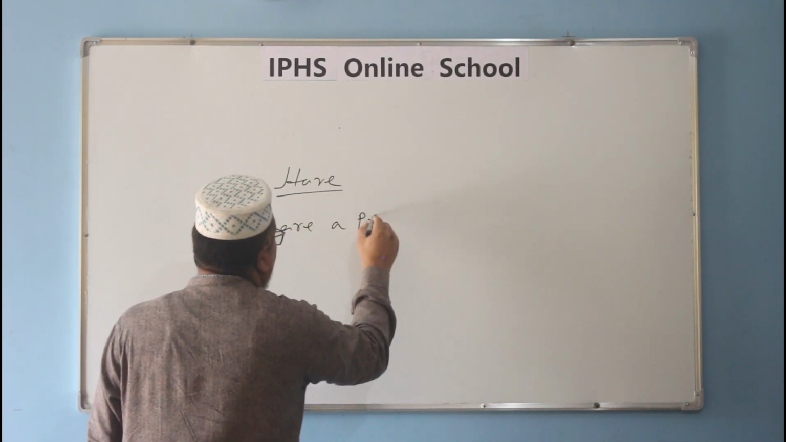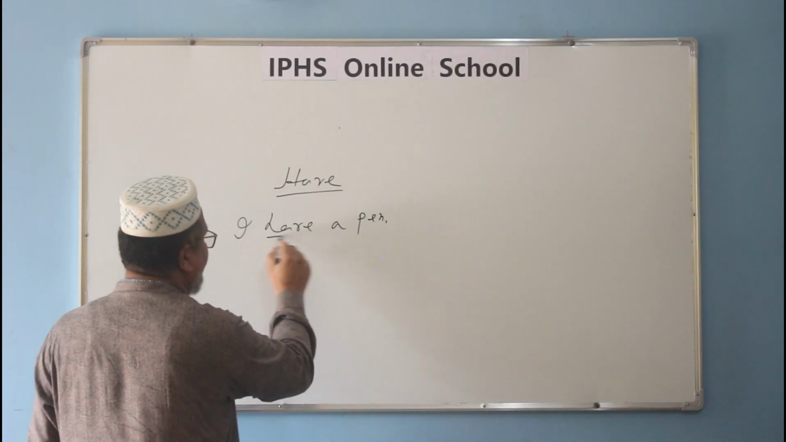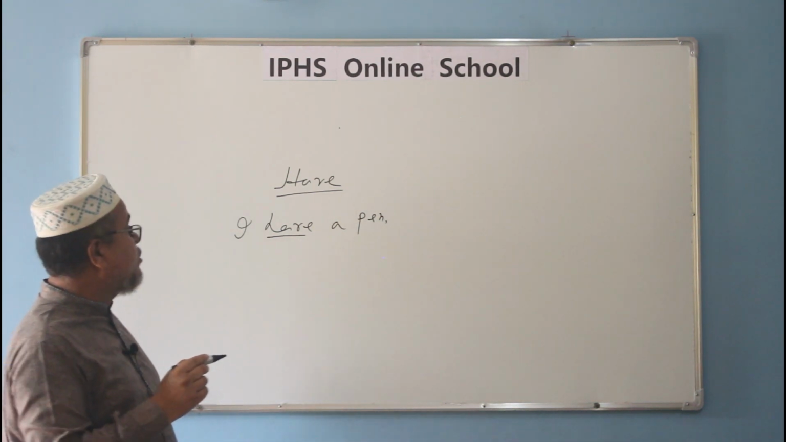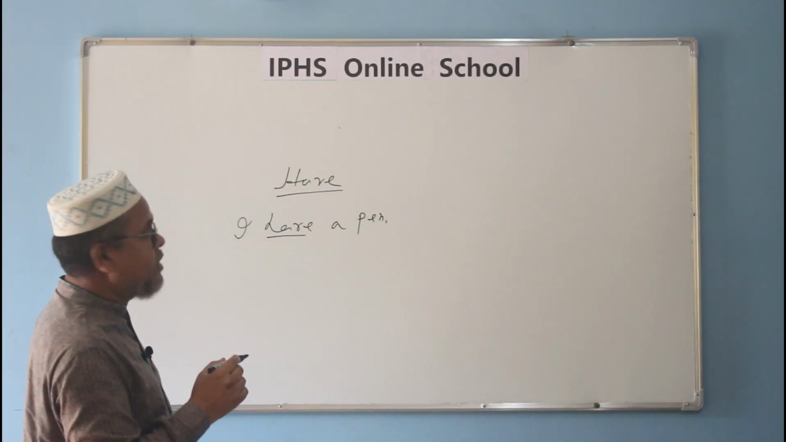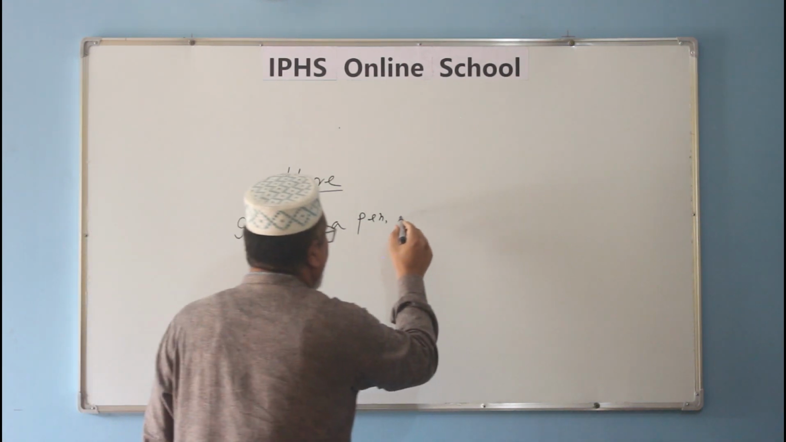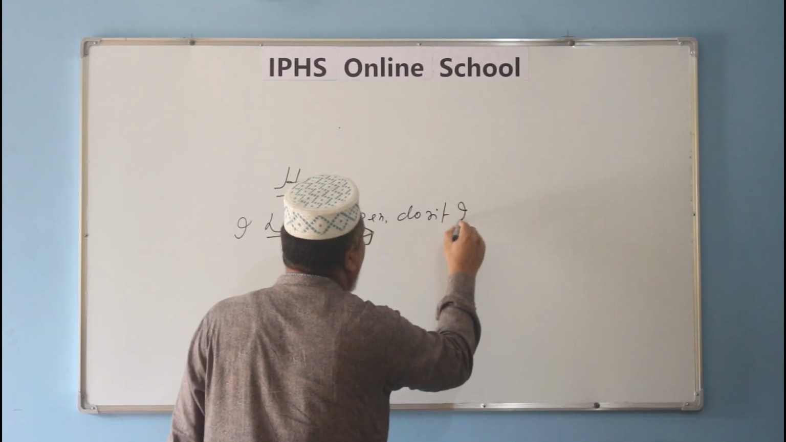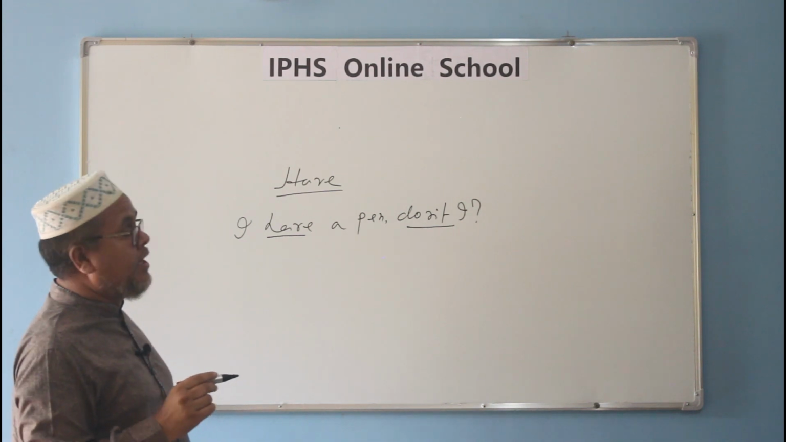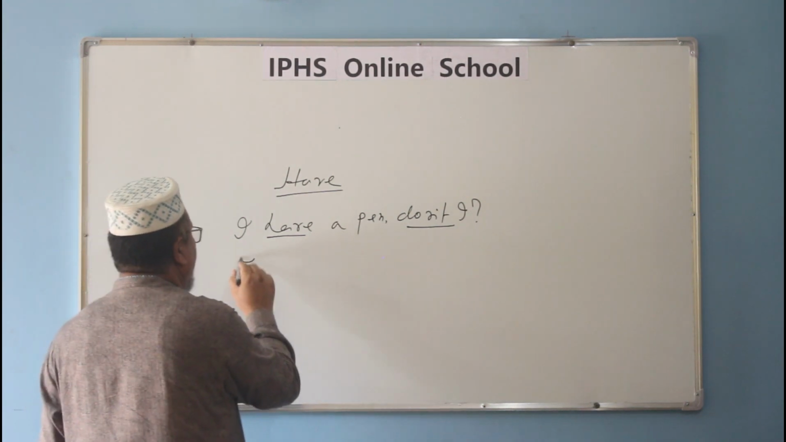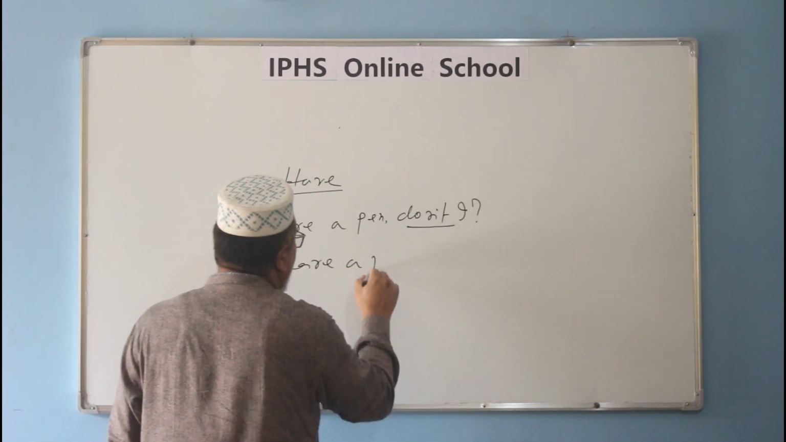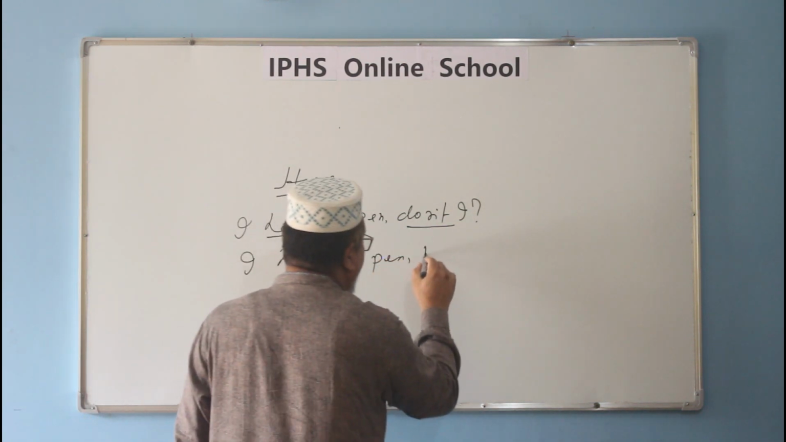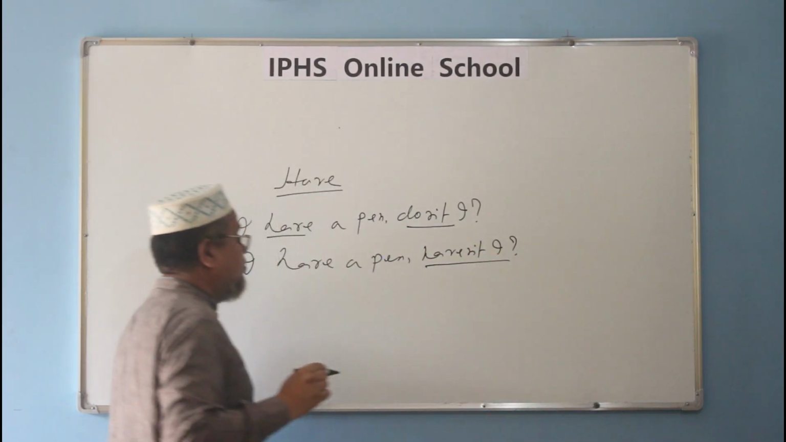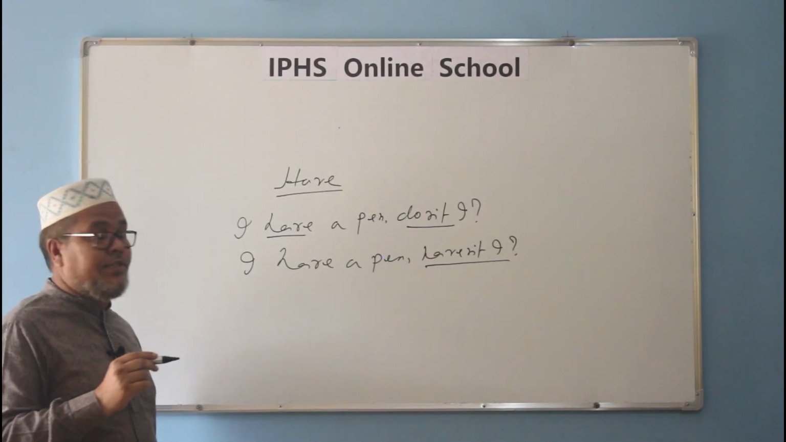I have a pen. In this sentence, have is main verb. So, we need to use don't to add a question with the sentence. Don't I? This is American style. I shall also write, I have a pen, haven't I? This is also right, but it is British style.